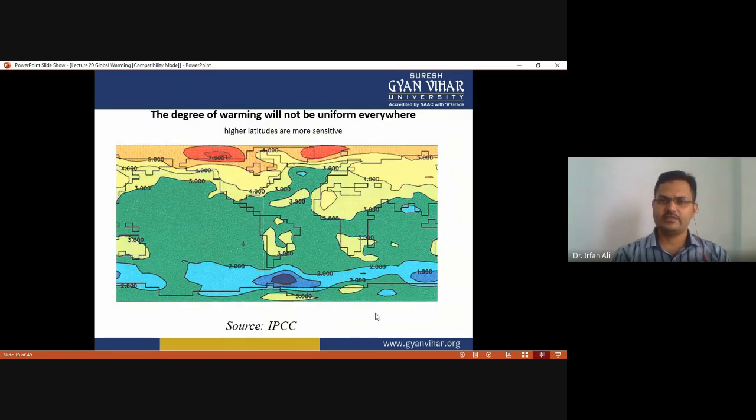This is another figure which shows that the degree of warming will not be uniform everywhere. In some places the degree of warming is higher than other places, and in some places it is lower. You can see that in this place the degree of warming is 2 degrees, in some places 3 degrees, in some places 4, 5, even 7 degrees. So this chart clearly indicates that the degree of warming will not be uniform everywhere, but it also has to be observed that higher latitudes are more sensitive to rising temperature.